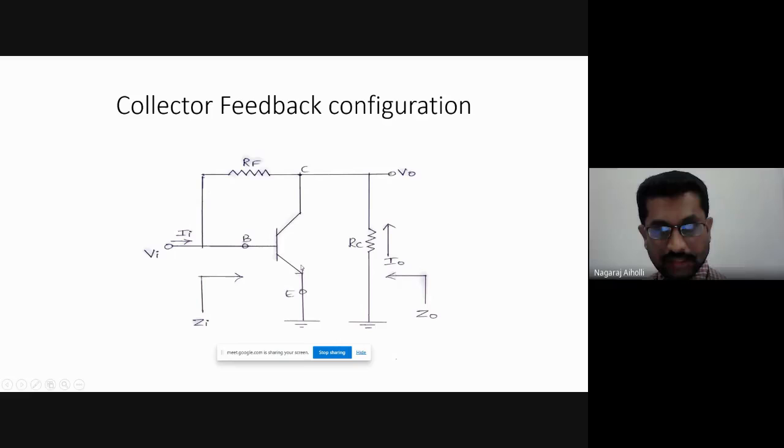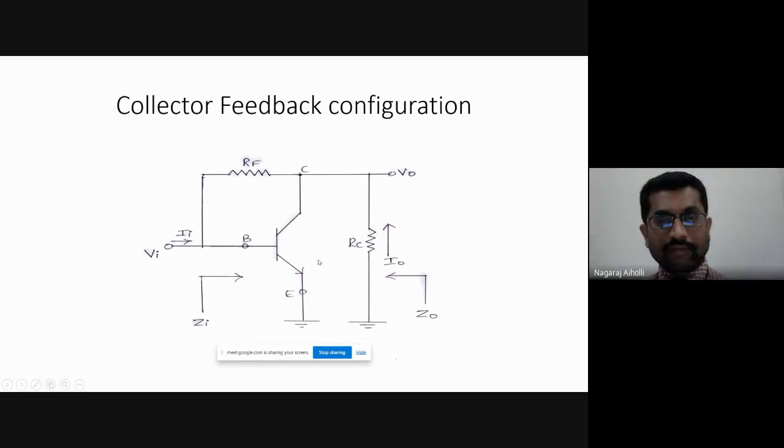One more point here, friends. You can see here the emitter terminal is common to both input and output. If you are applying the analysis to the input section, it is collector through RF, base, then emitter to ground. Suppose you are applying the DC analysis to the output section, then how will you apply it? RC, collector terminal, VCE, emitter terminal to ground. That means this emitter is present both for input portion and also for the output portion. Hence, it is common emitter configuration.